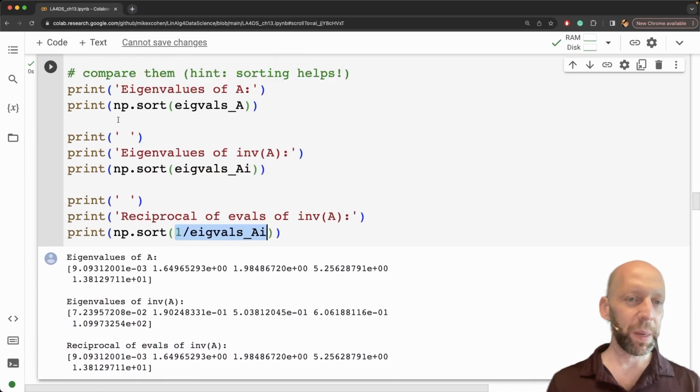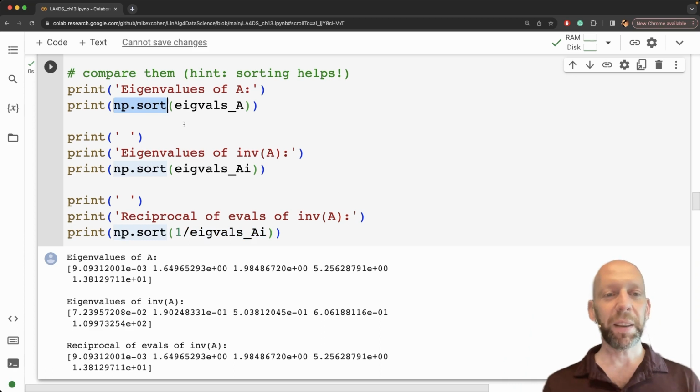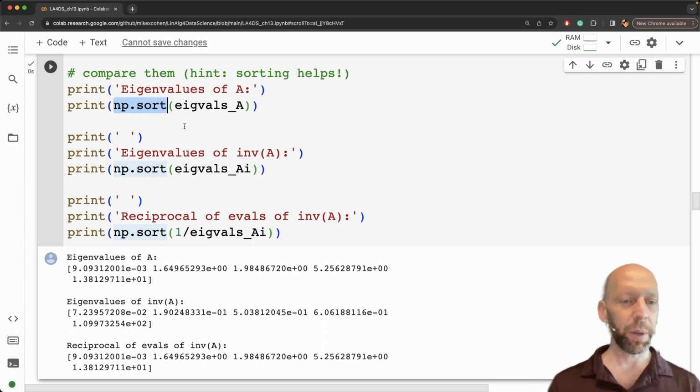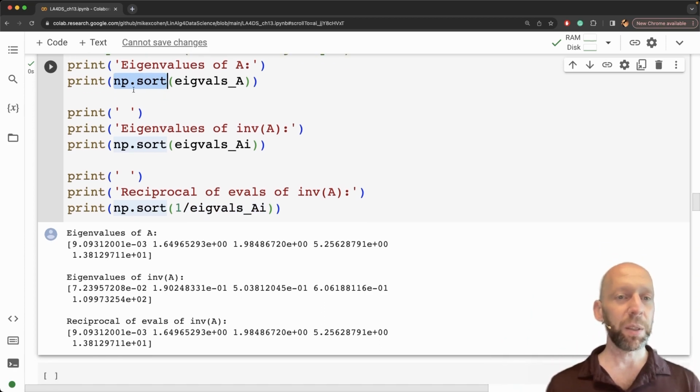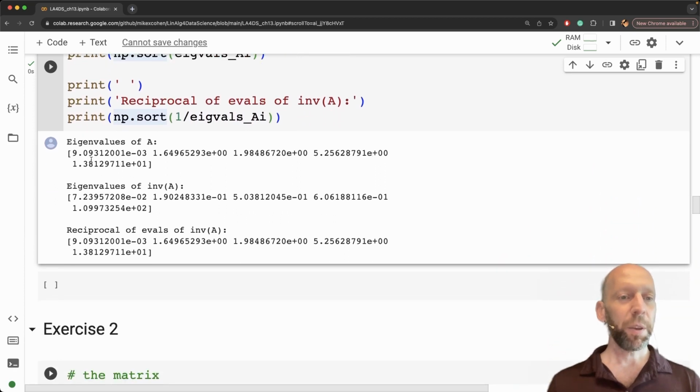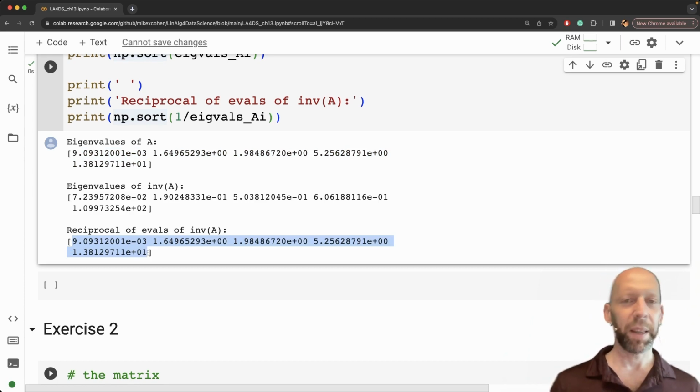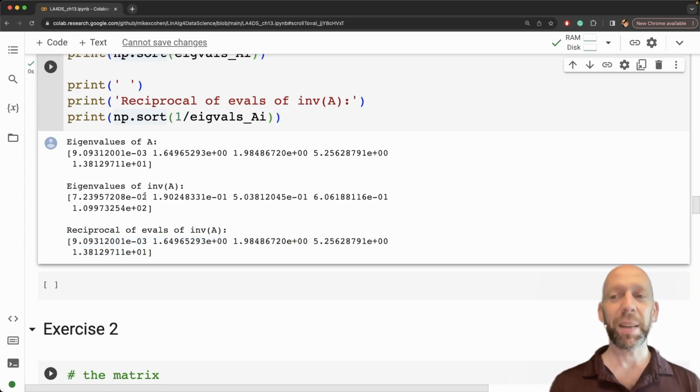And here is just a little tip to sort the eigenvalues, they're not guaranteed to come out sorted. So if you don't have this sorting code in here, you might actually look at this and think that these two are not the same because they might be the same numbers but in a different order. But the order of the eigenvalues is arbitrary. Okay, so that is a pretty neat property of the matrix inverse and eigendecomposition.